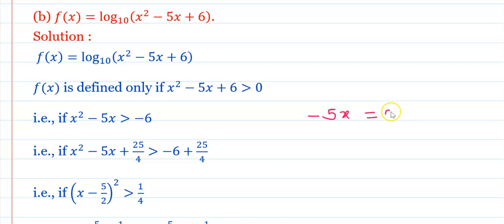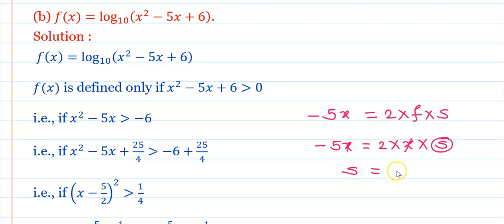This middle term equals 2 into first term into second term. Minus 5x equals 2 into x into the second term. X gets cancelled and you will get the second term, minus 5 by 2. Now we add the square of minus 5 by 2 on both sides to get a perfect square. Its square is 25 by 4. Therefore add 25 by 4 on both sides.